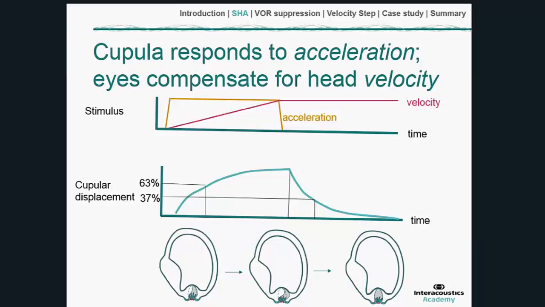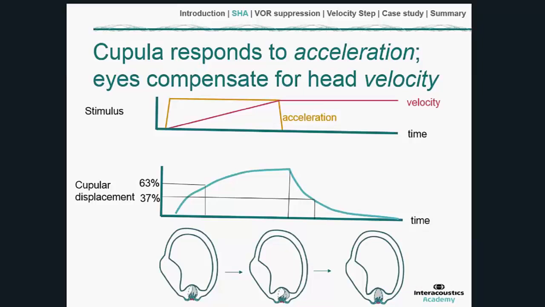So as the head is accelerating here, we get partial deflection. The maximum copular deflection is reached at the point of maximum acceleration, and then when the acceleration drops to 0, there's no more pressure differential across the copula, and the copula becomes centralized again.